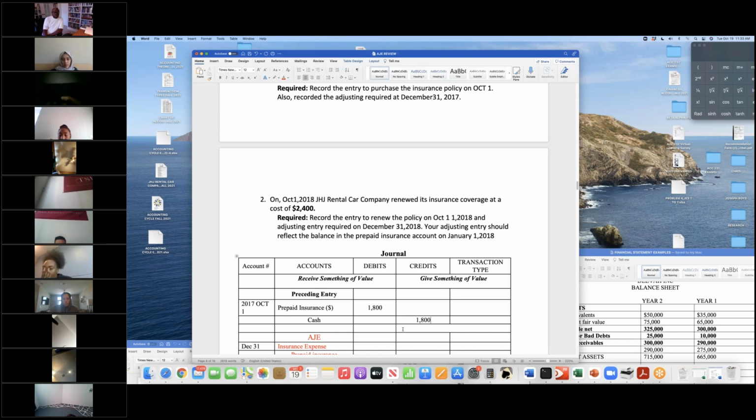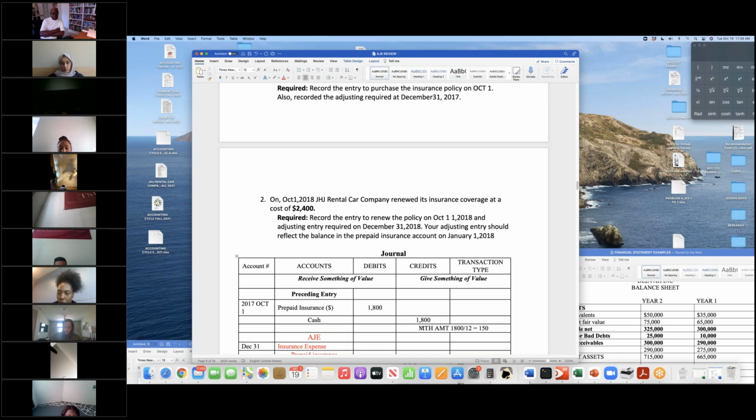So the first thing we do is to calculate the monthly amount. We're simply going to take the 1,800 and divide it by what? We're going to divide by 12. And so our monthly amount is how much? 150. So our insurance is expiring at the rate of 150 a month. So that's our calculation of the monthly amount.